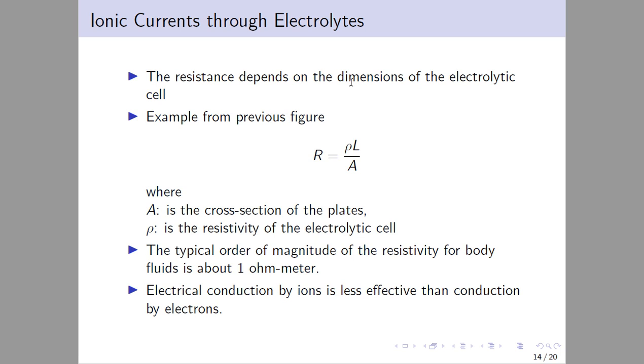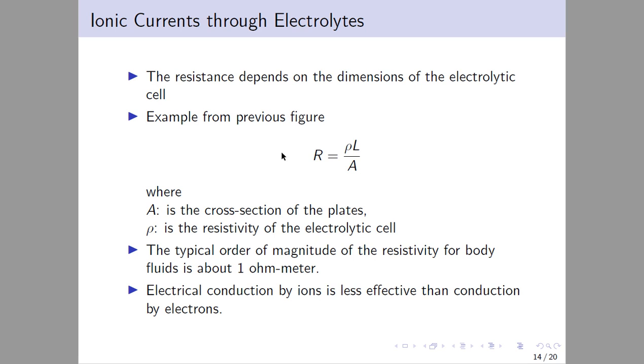Okay, so example, R equal to resistance equal to rho L over A. A is the cross section of the plate. Rho is the resistivity of the electric cell. Okay, and this length is the typical order of magnitude of resistivity for body fluid is about 1 ohm per meter. Okay, so how fast the signal from our sensor is passed through the neuron to our brain. Okay, kalau lambat dihantar, maknanya lambat dapat jawapan.